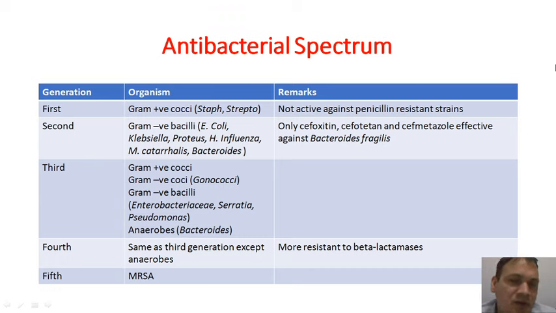Coming to the antibacterial spectrum, I think we have already covered it, but let's revise it again. Among the first generation, I told you that they are mostly active against gram-positive cocci, like staphylococci and streptococci. The second generation are more active against gram-negative bacilli. They also have some gram-positive activity, but they are more active against gram-negative bacilli like E. coli, Klebsiella, Proteus, Haemophilus influenzae, and Bacteroides.